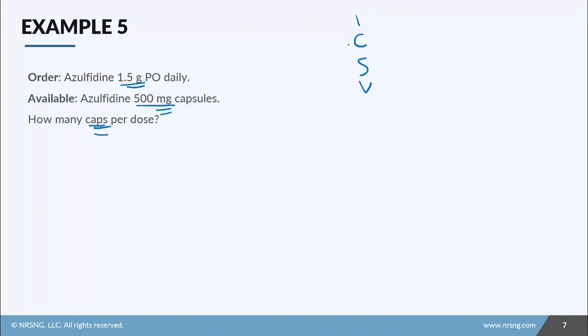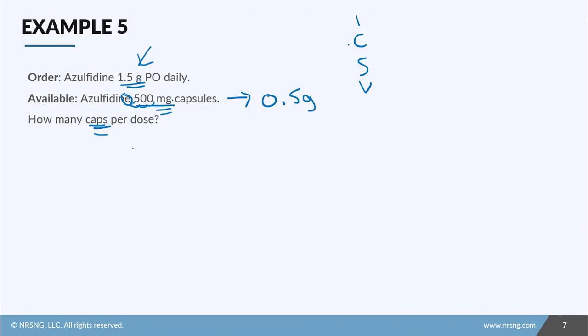Convert. I need both of these to be in grams or in milligrams. It's completely up to you what you choose to do. Personally, I'm going to put everything into the unit of the actual order because I feel like that makes more sense. So instead of 500 milligrams, we're going to say that these capsules are 0.5 grams. Move over 3 spaces, 0.5 grams. Now I can work on solving.